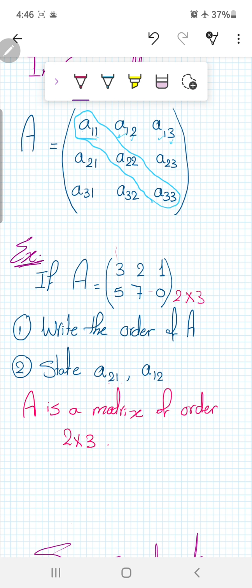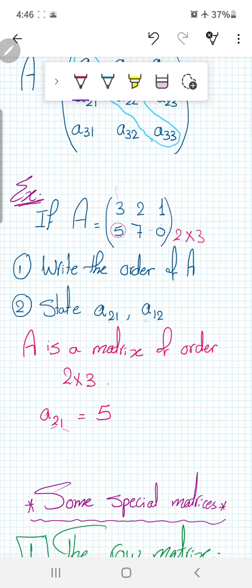State A21. What's the meaning of A21? It means the element in the second row and first column. Second row here, first column, which is 5. And A12 means the element in the first row and second column. Here we have the first row, second column, which is 2.